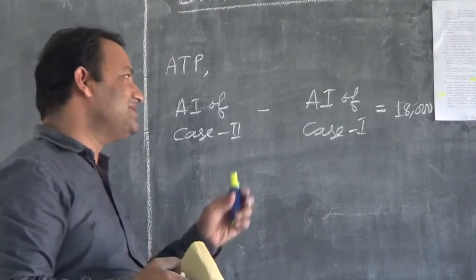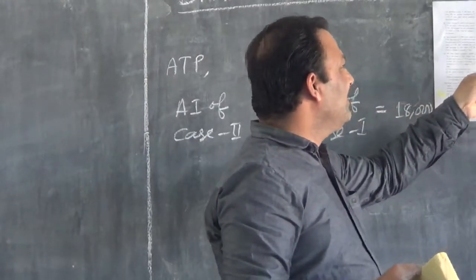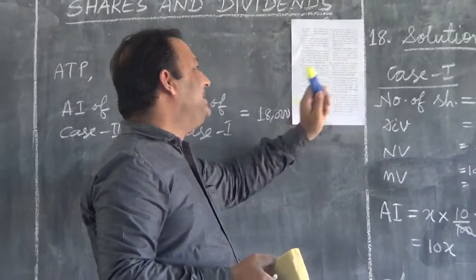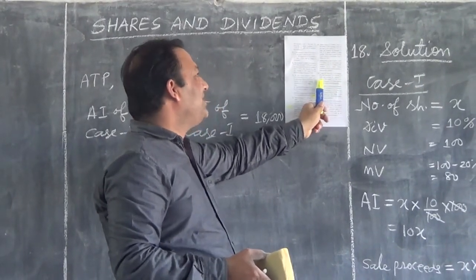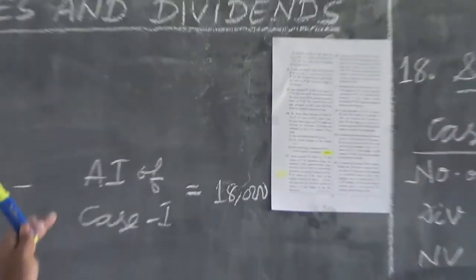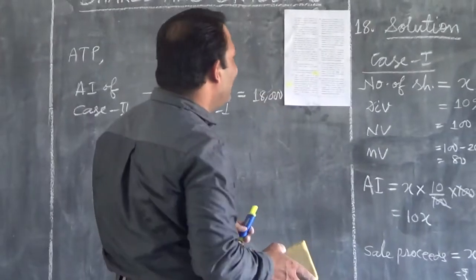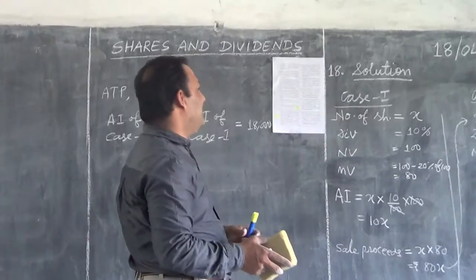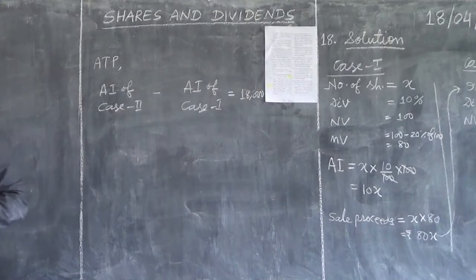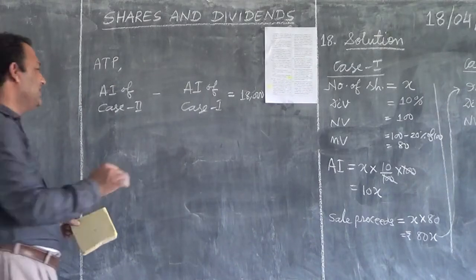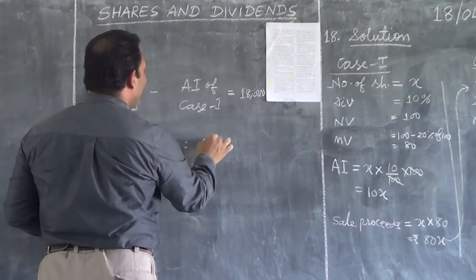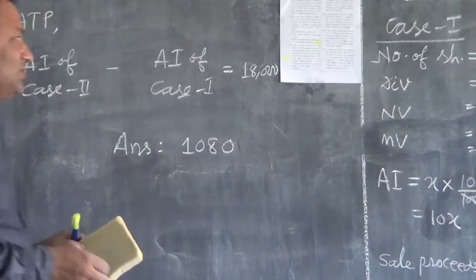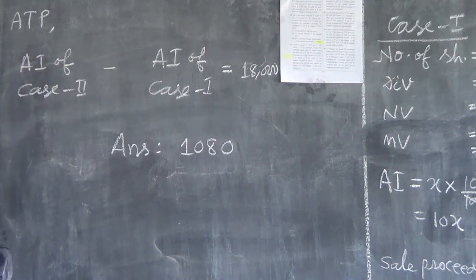So this is the difference between question number 17 and question number 18. In question number 17, the annual income decreased, but here annual income increased. But the method of calculation will remain the same. So learn how to solve it. I will only give you the answers. Number of shares the man had originally, for question number 18, the answer should be 1080. So you have to solve it by yourself.